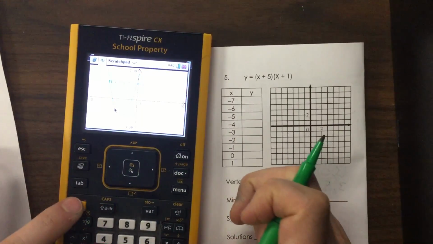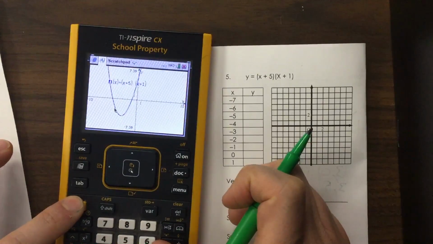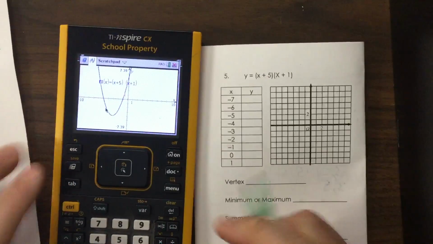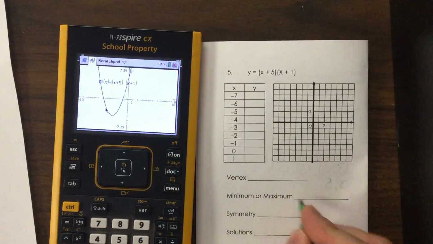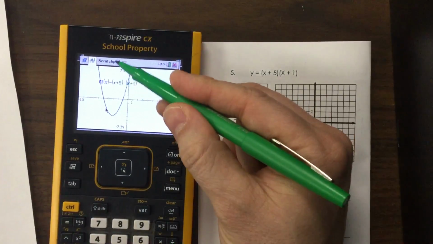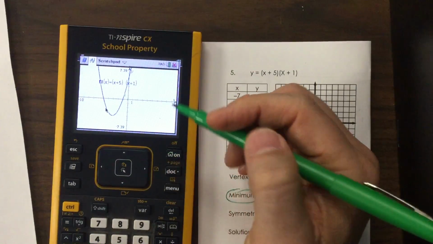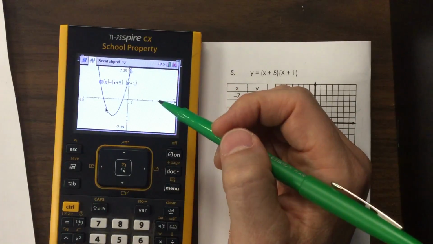I'm going to try to make it a little easier to see. There you go. Is that better? I can already tell I'm looking at a minimum vertex right here, and my line of symmetry is right here. There's a lot of stuff I can find just by looking at my graph on the screen.